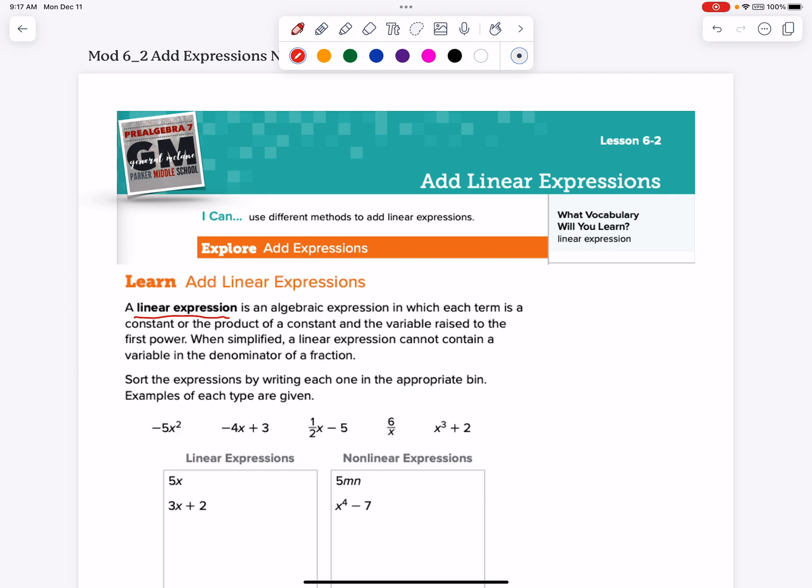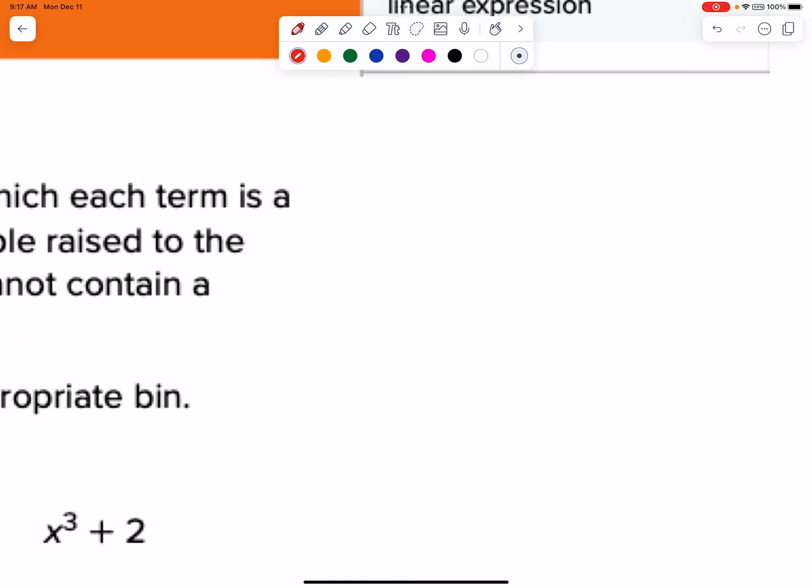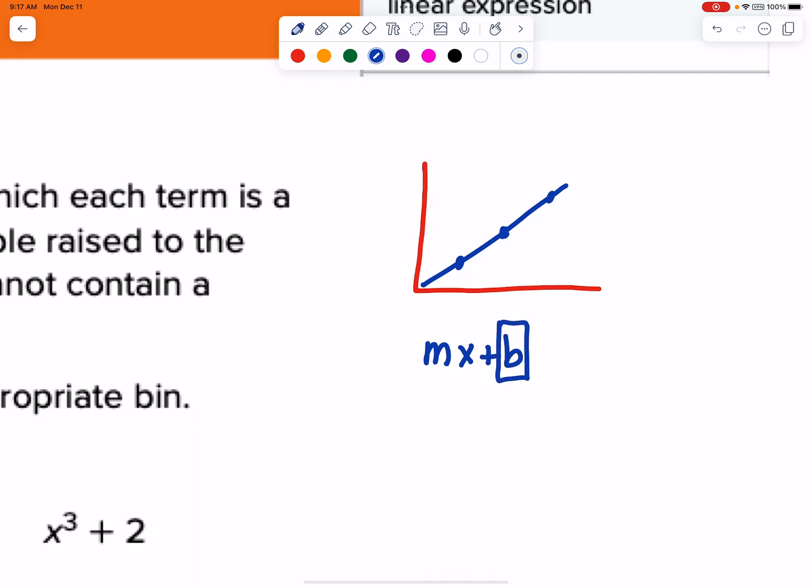So the first thing we need to talk about is what is a linear expression? We have an equation, and you can picture a graph here, and we have different expressions that will create a line. When you have a linear expression, it means that when you plug in the variables, the ordered pair for those variables will create points on this line. And that expression is going to be mx plus b, where m and b are numbers.